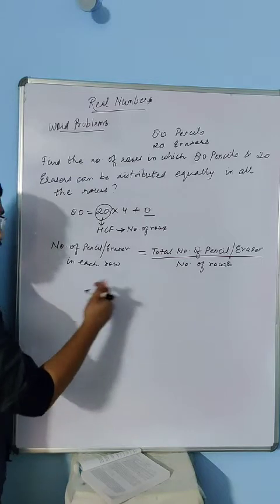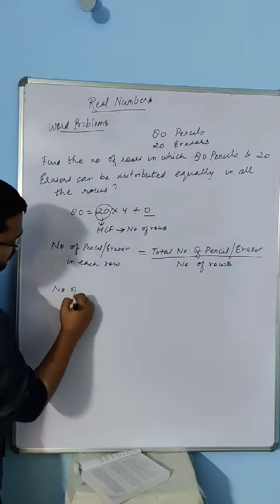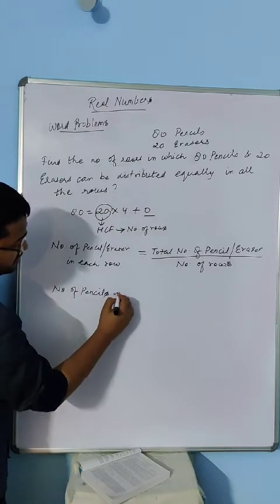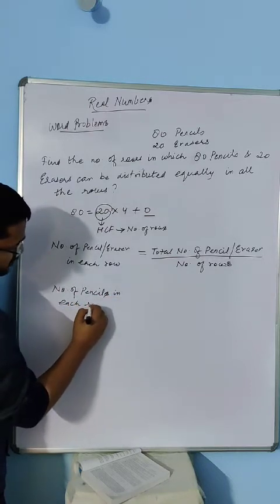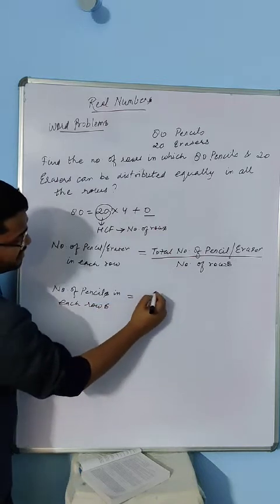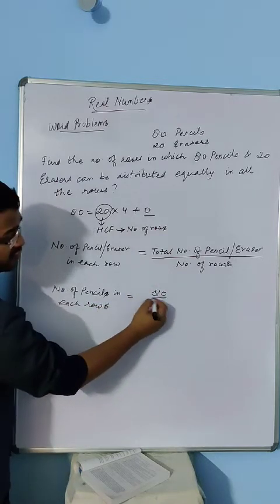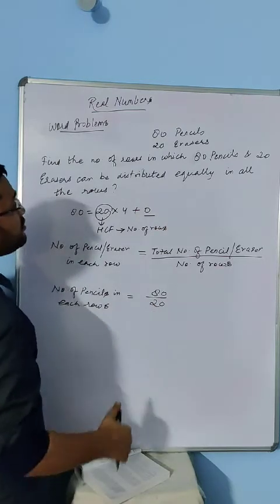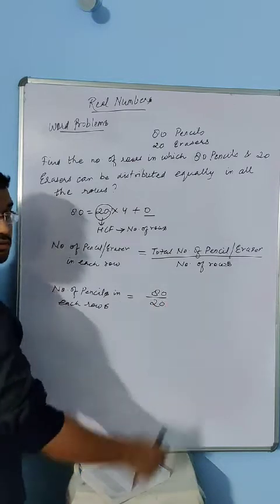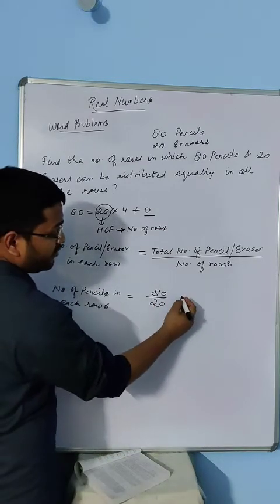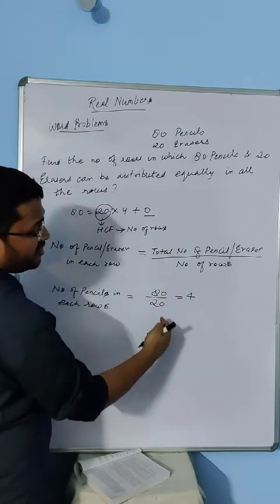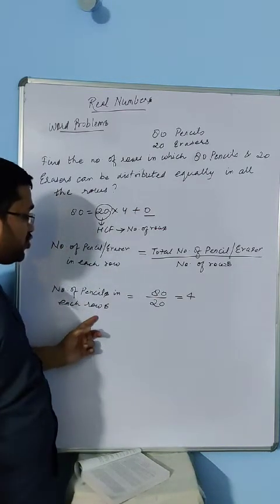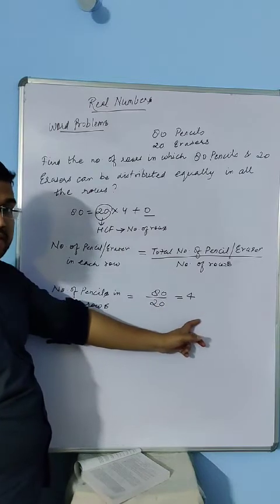So let's find the number of pencils in each row. The total number of pencils is 80. Total number of rows is 20. So 80 divided by 20 gives you 4. Now, what I want to say is, in each row, you will have 4 pencils.